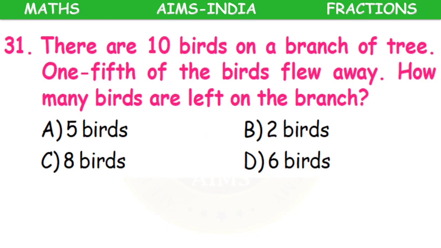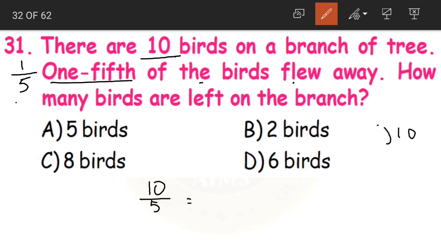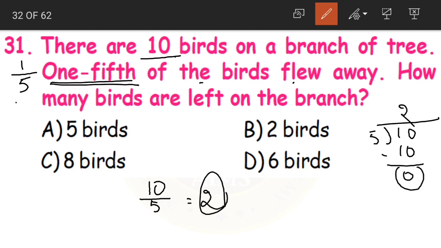Next, there are 10 birds on a branch of a tree. 1/5 of the birds flew away. How many birds are there left on the branch? Now 1/5 means what? What are they saying? There were 10 birds and 1/5 flew. Means 10 divided by 5 is nothing but 2. So 1/5 means 2 birds flew away. Let me cut the 1/5 now. 2 of the birds flew away.